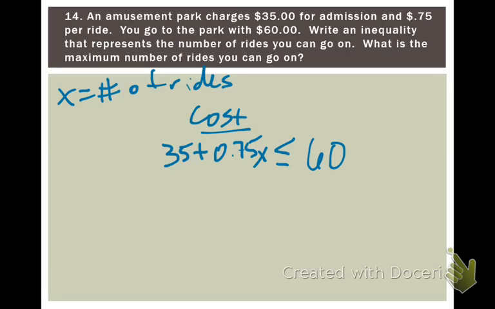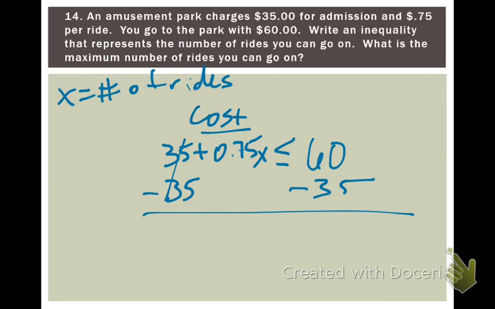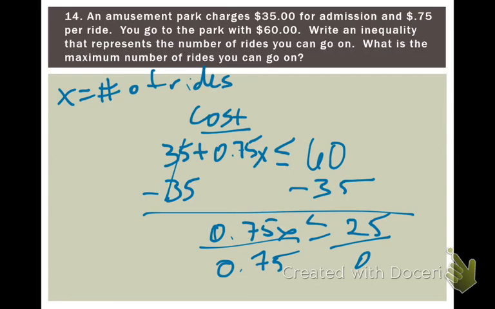Now, what is the maximum number of rides you can go on? We're going to need to solve this to figure that out. Just like solving equations, we're going to subtract the 35. We're not supposed to be using division yet, but we're going to do it anyway. So 25 divided by 0.75 gets you 33.33.